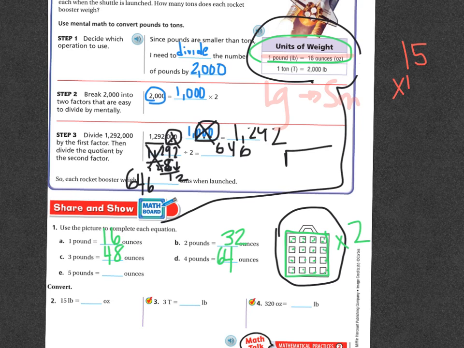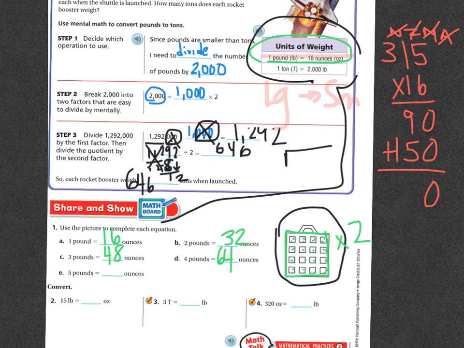15 times 16. 6 times 5 is 30. 6 times 1 is 6, plus the 3 is 9. I multiplied. Now I have to add my 0. 1 times 5 is 5. 1 times 1 is 1. I multiplied. Now I have to add. 0 plus 0 is 0. 9 plus 5 is 14. The 4 goes down. I regroup the 1. 1 plus 1 is 2.